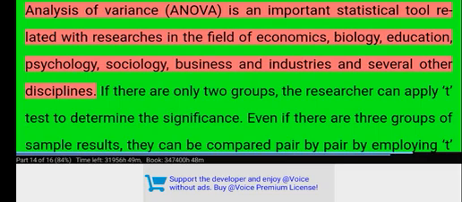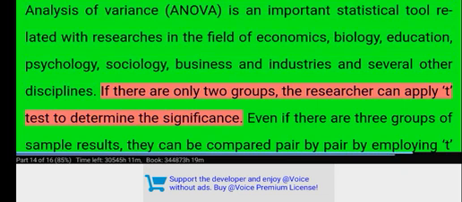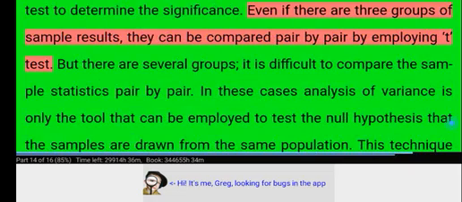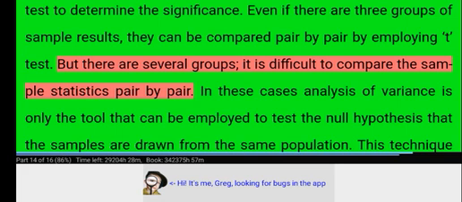Analysis of variance (ANOVA) is an important statistical tool related with research in the fields of economics, biology, education, psychology, sociology, business and industries, and several other disciplines. If there are only two groups, the researcher can apply a t-test to determine the significance. Even if there are three groups of sample results, they can be compared pair by pair by employing a t-test.